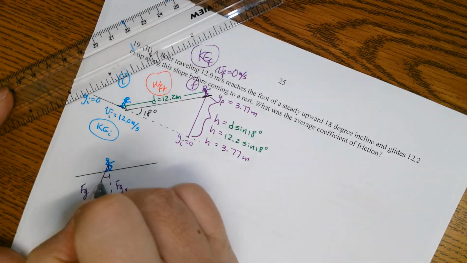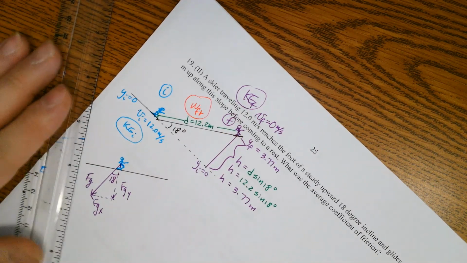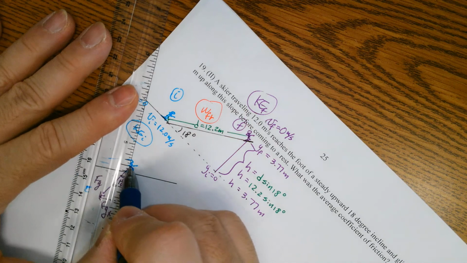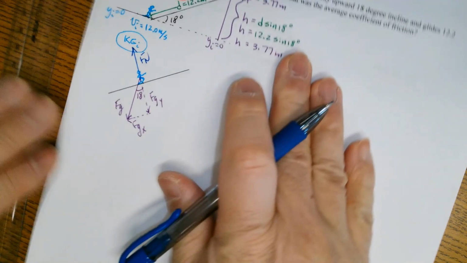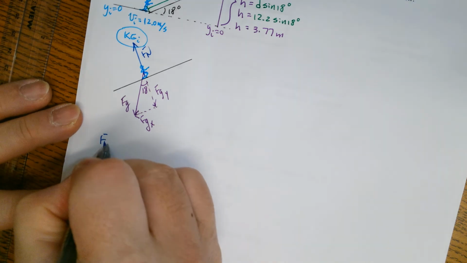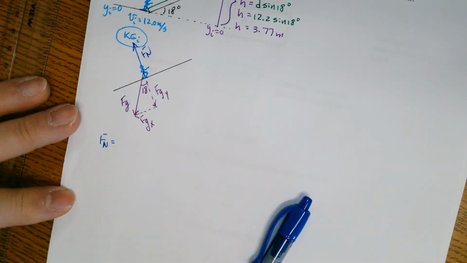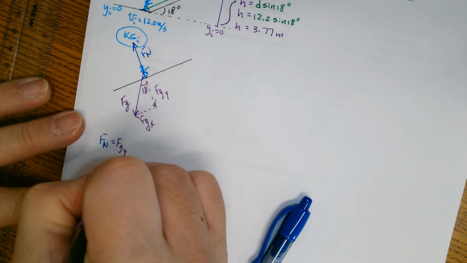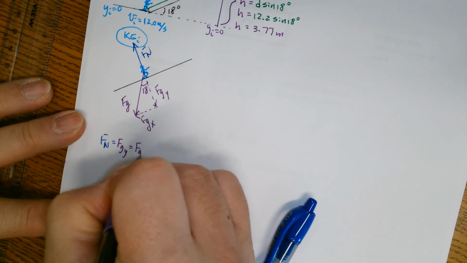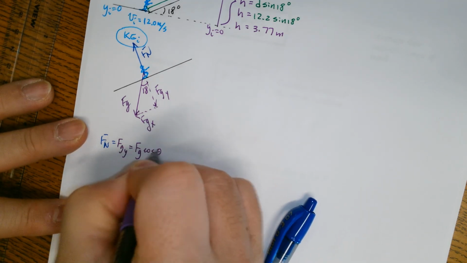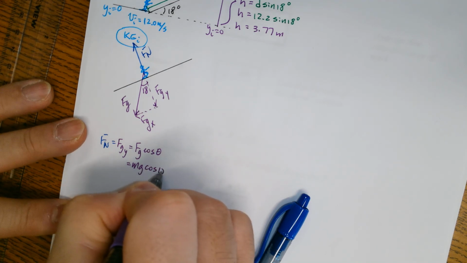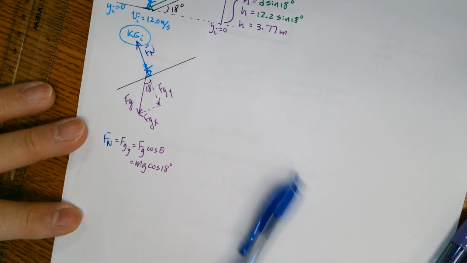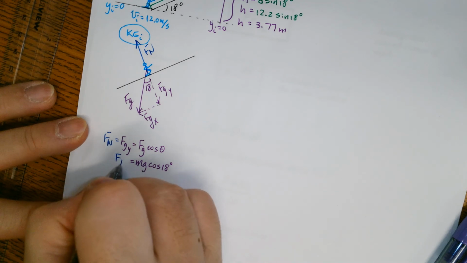This angle here is 18. And the normal force for the skier is this. Normal. So we know the F normal has to equal F_gy, which is equal to F_g cosine theta, and that is mg times cosine of 18 degrees. So that's my F normal.